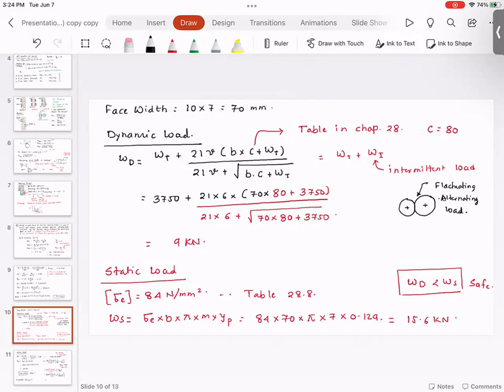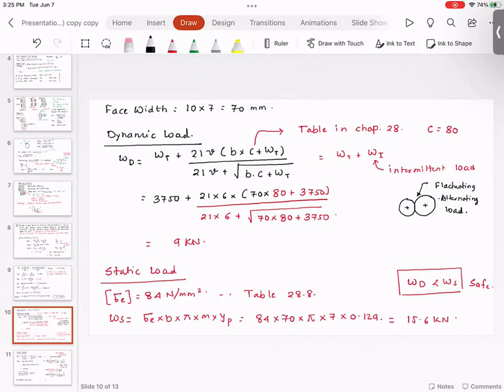And I want you to notice this. The WT, which is the transmitted load or transmitted force, is about 3.75. But the dynamic load, which is because of the impinging or loading that is fluctuating, goes all the way to 9 kilonewton, about 2.2 times the static load. So next step is we need to find out if our gear is safe in this fluctuating load situation.